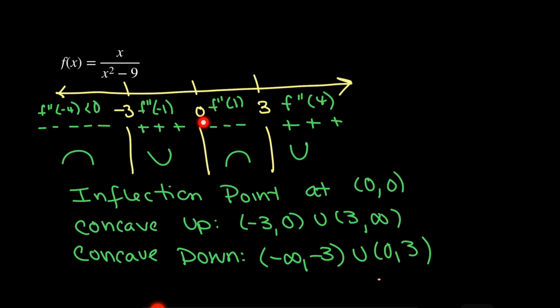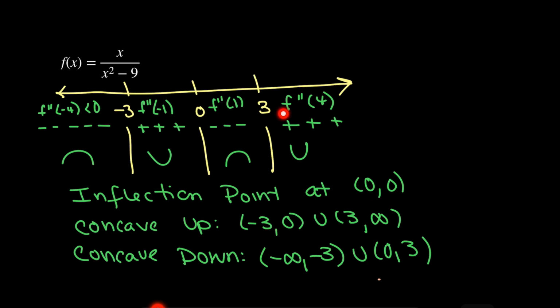I'm going to have an inflection point at x equals 0. The function changes concavity at x equals 0. If I take 0 and plug that into my original function, I get a y value of 0. So my inflection point is at the origin.